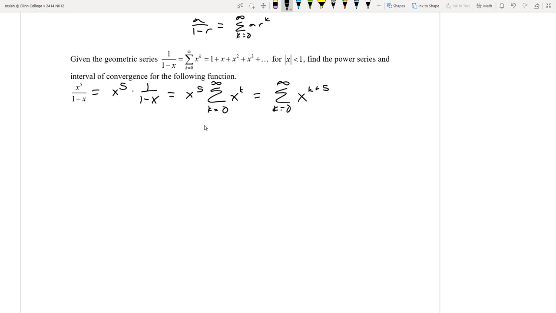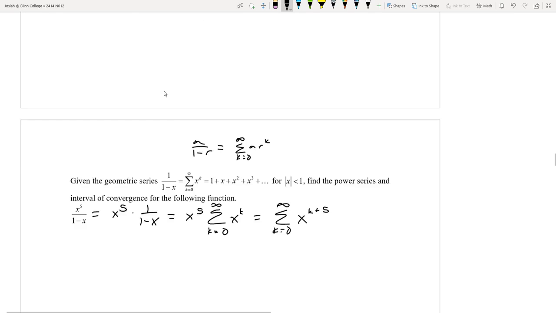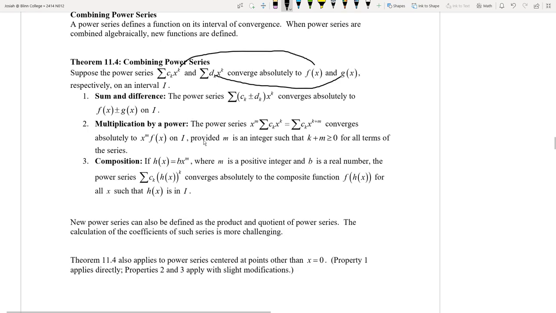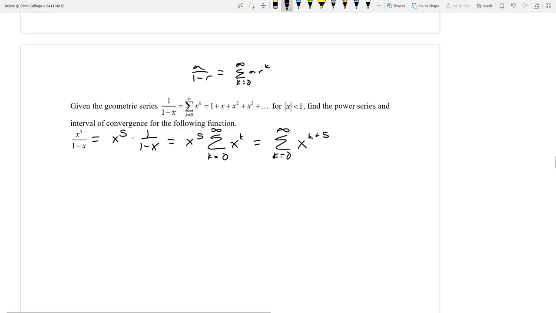So now we want to figure out where this converges. What is our interval of convergence? If we look back up here, it should be the same I. All we need to do is show where the original series converges, and the new series should converge there as well. So that's another helpful result that comes out of that previous theorem.